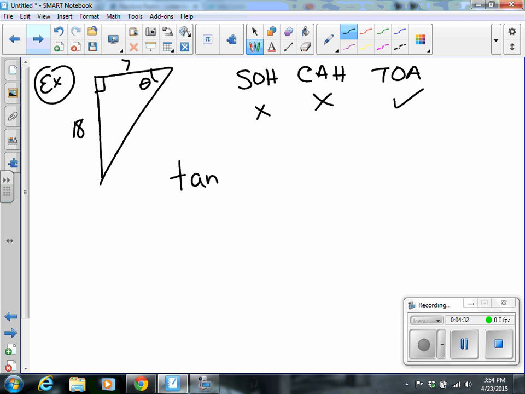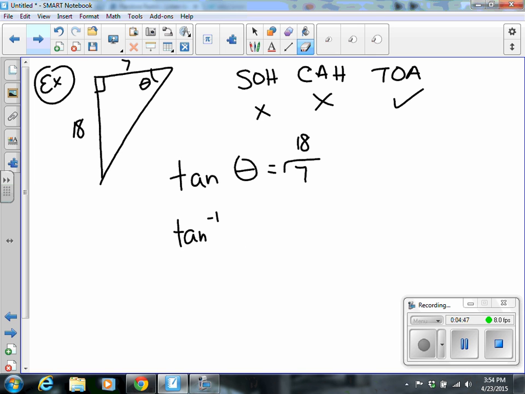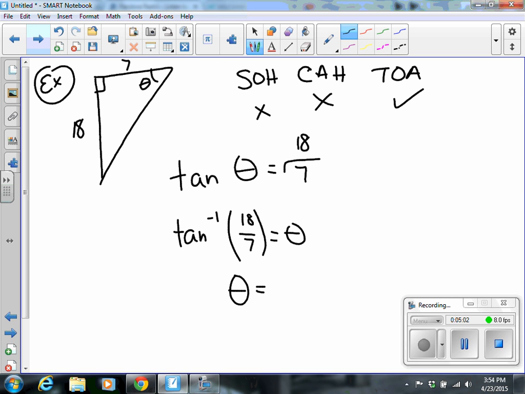So I have tangent theta equals, the opposite of theta is 18. That means the adjacent must be 7. So I'm going to go ahead and do the inverse of this, and just plug it right into my calculator and solve. So once I solve that, theta equals 68.7.